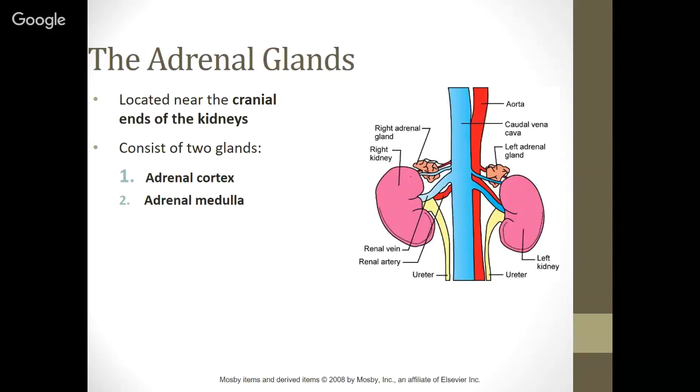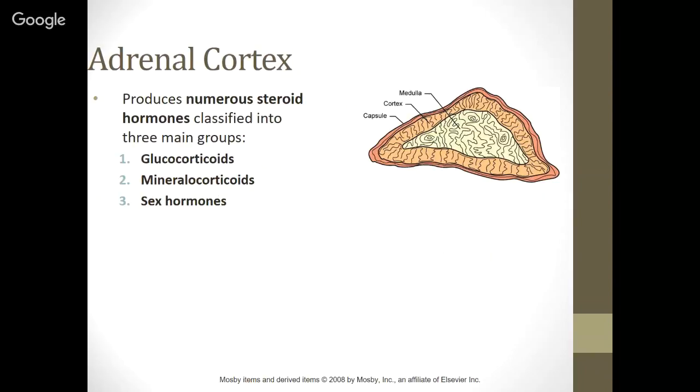Onto the adrenal glands. They are located near the cranial ends of the kidneys, and they consist of actually two glands, but they look like one gland. There's the adrenal cortex, which is the outside of the adrenal gland, and the adrenal medulla, which is the inside of the adrenal gland. This is what it looks like. It produces numerous steroid hormones that are classified into three main groups: glucocorticoids, mineralocorticoids, and sex hormones.